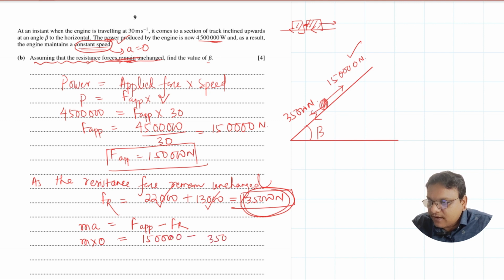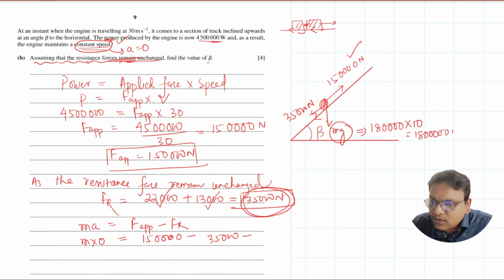So 0 is equal to force applied 150,000 minus 35,000 minus, okay, one more thing we are missing here. There is one more horizontal component in the backward direction, which will be mg, right? The mass of the system was 180,000, so 180,000 times 10, so we got 1,800,000 Newton. So there is one more component in the backward direction, because this angle is beta, this angle is also beta. So in the backward direction we have 1,800,000 sine beta. This will be the backward force, right?